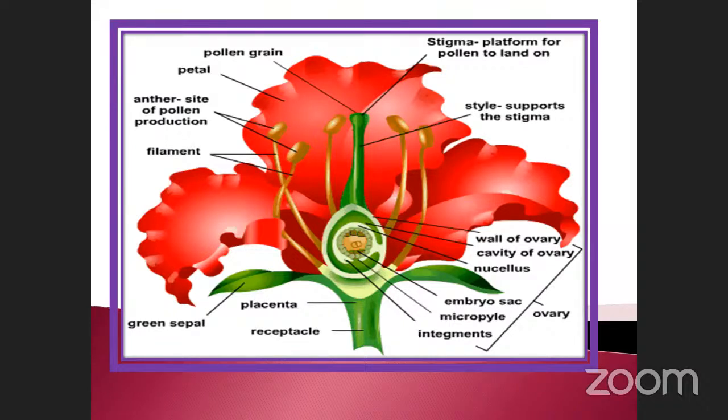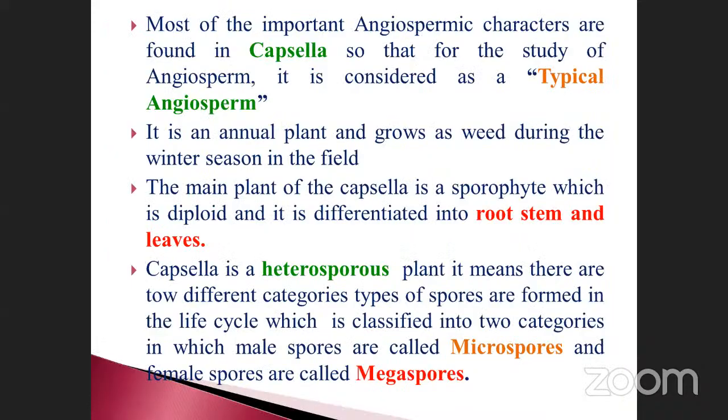Here, which part is very, very important? The reproductive parts, these two only, male as well as female, are essential. Here is the stigma. Microspores are produced by the anther and transferred from the anther to the stigma. When we study the fertilization process, we will see these things.